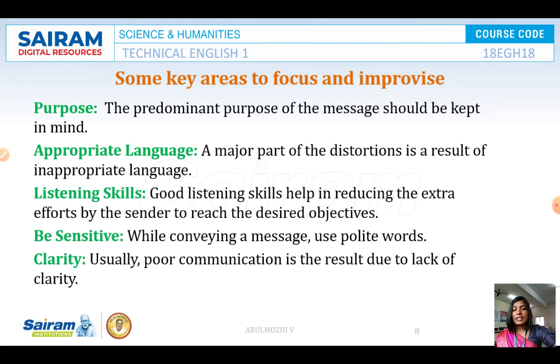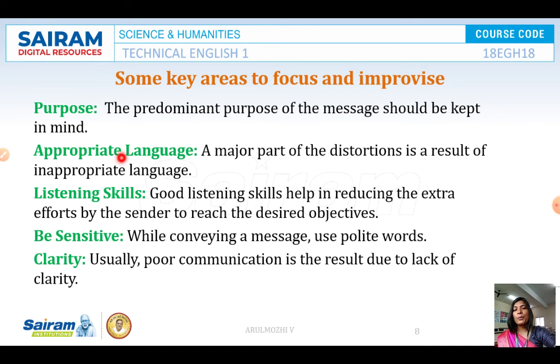And certain things that you have to focus on in order to improve your communication and avoid barriers of communication: first is the purpose. The predominant purpose of the message should be kept in mind. If the receiver is inattentive, or lacks interest in your message, it means that you are diverting from one point to another point. So you should be clear with your goal and purpose.